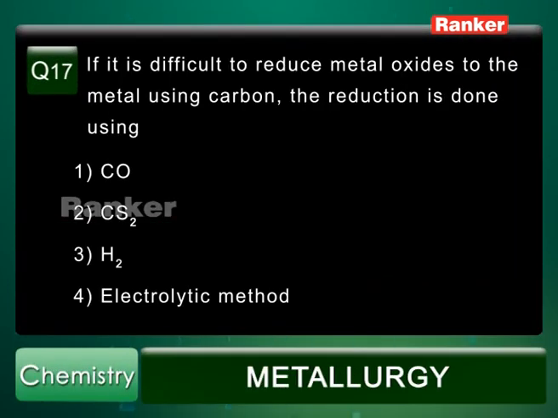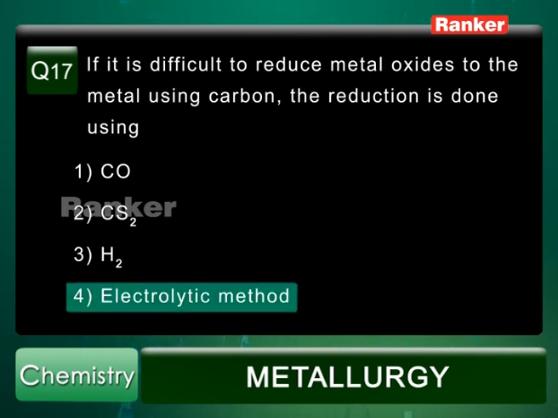Question number 17. If it is difficult to reduce metal oxides to the metal using carbon, the reduction is done by first option, carbon monoxide; second option, carbon disulfide; third option, hydrogen; fourth option, electrolytic method. And the correct answer is electrolytic method.